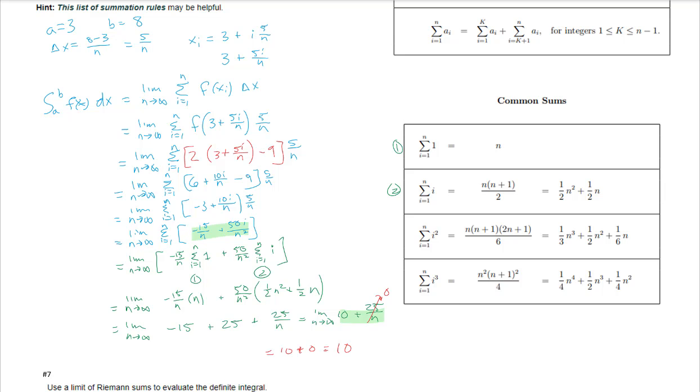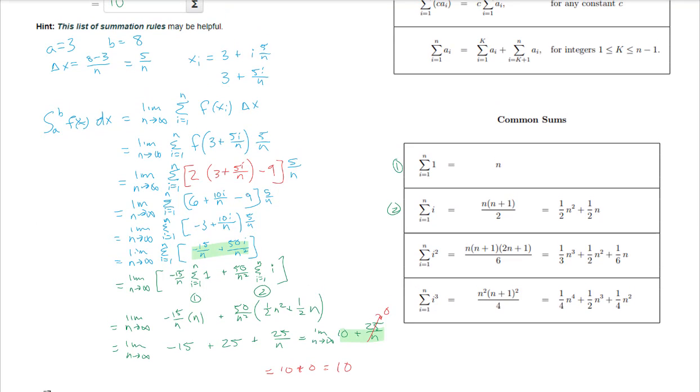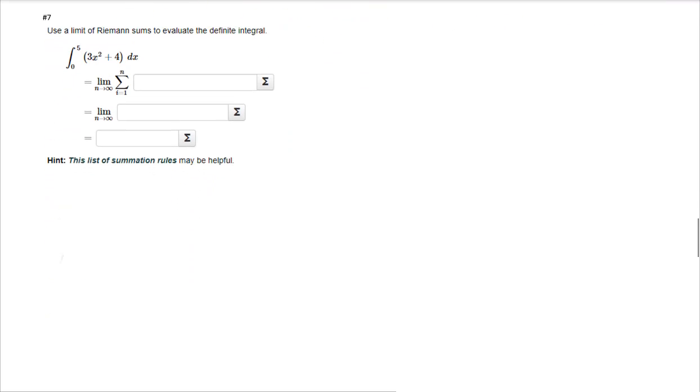All right, it's kind of a drag. Luckily, we have to do the exact same thing in problem number 7. So let's go ahead and get started.